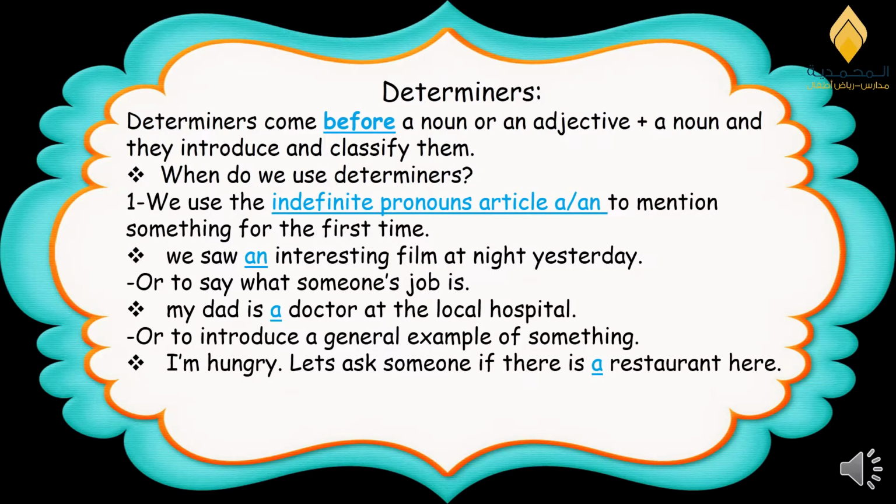Or to introduce a general example of something. What do I mean? Look at this example. When I say I'm hungry, let's ask someone if there is a restaurant here. Okay? So I just want a general restaurant. I want any restaurant, okay? I'm not asking for a specific one. That's why we put over here a.